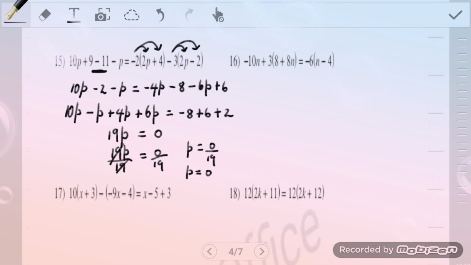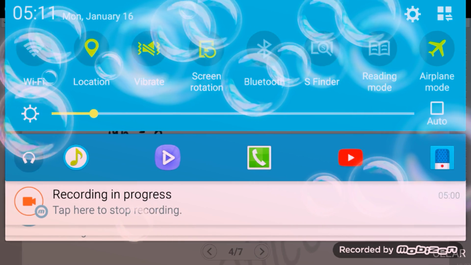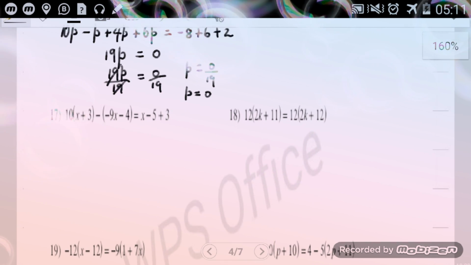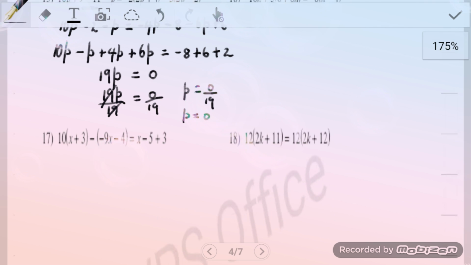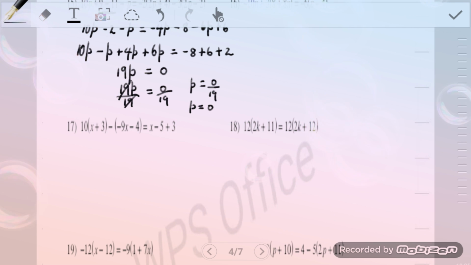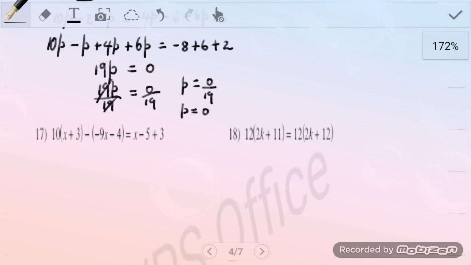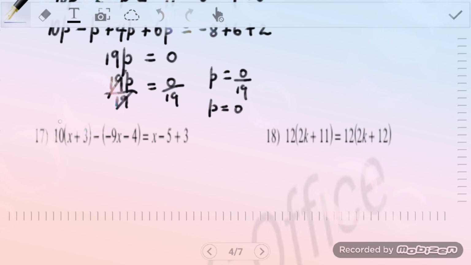All right, now number 17 is more or less the same sort of problem, but I'm actually going to go through number 17 to make sure that you guys are comfortable, because it can be a little tricky. All right, now here we go. Number 17. First thing I see is something to distribute. So I can go ahead now and distribute my 10 here.